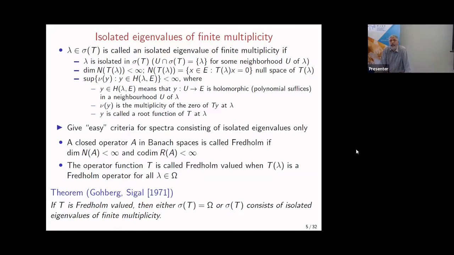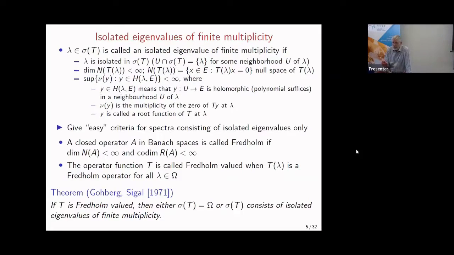Now, what does H of lambda E mean? These are vector functions from omega or from a neighborhood of lambda into the Banach space E, such that this is holomorphic, and mu of y would be the multiplicity of the zero of Ty at lambda.